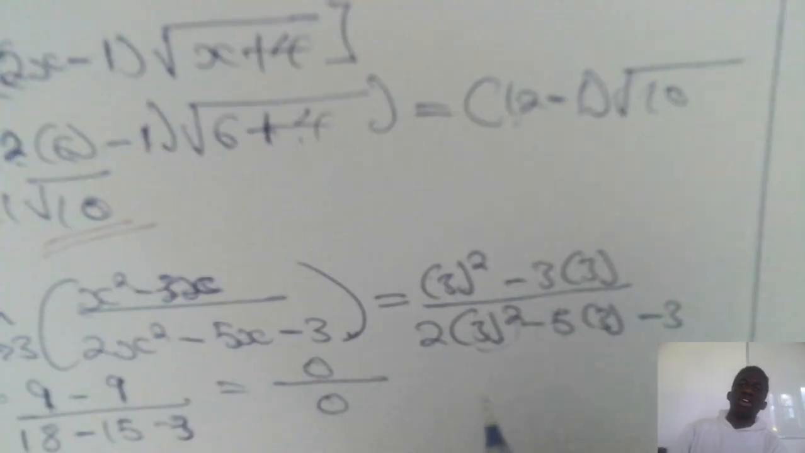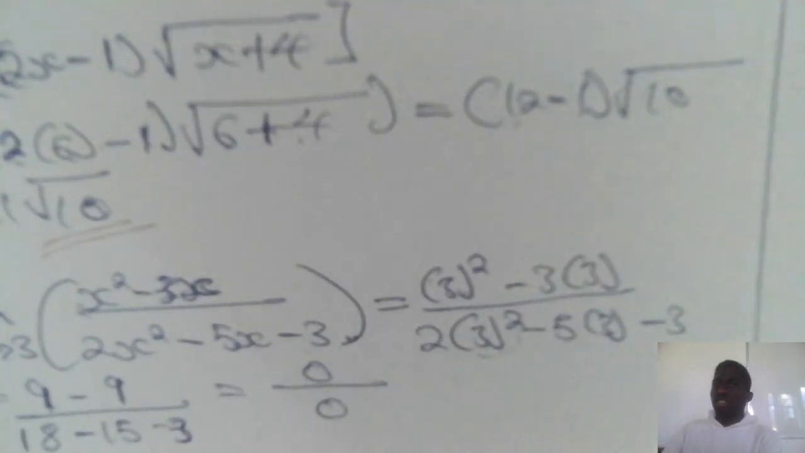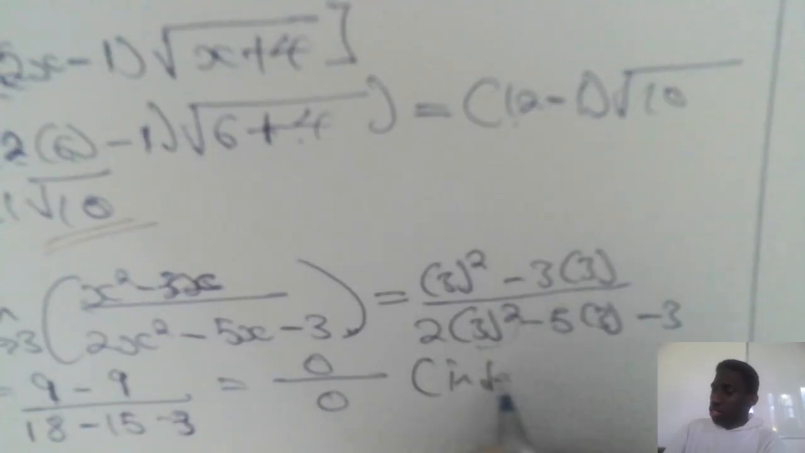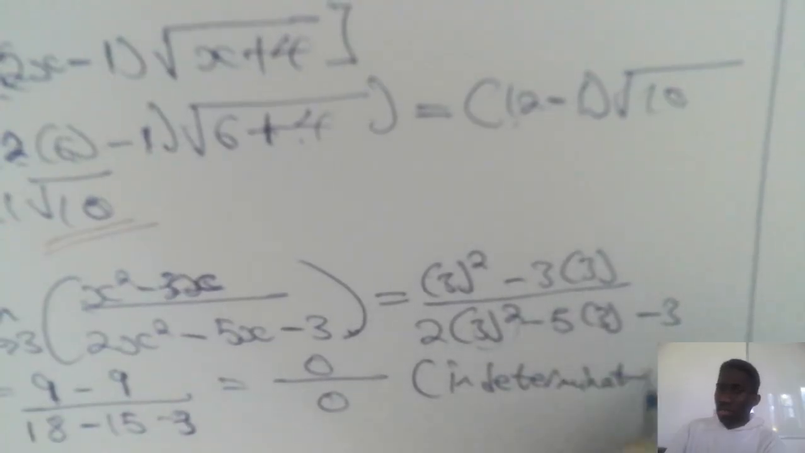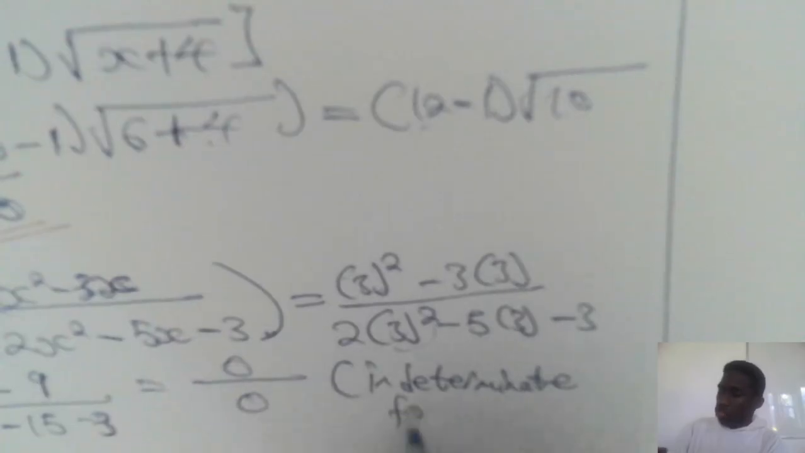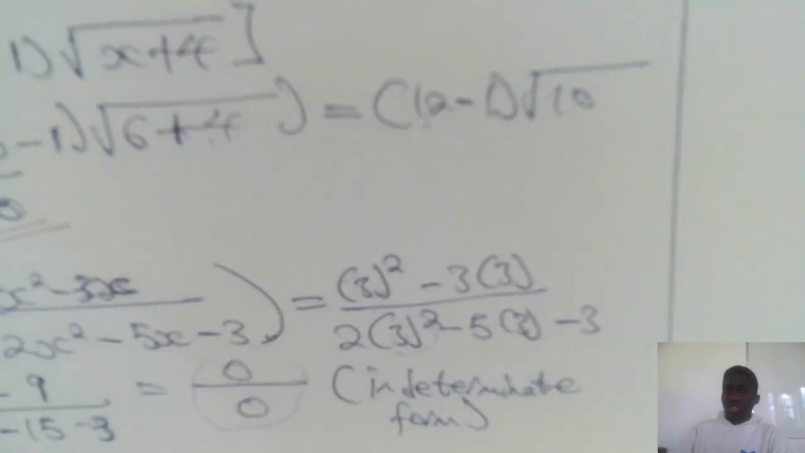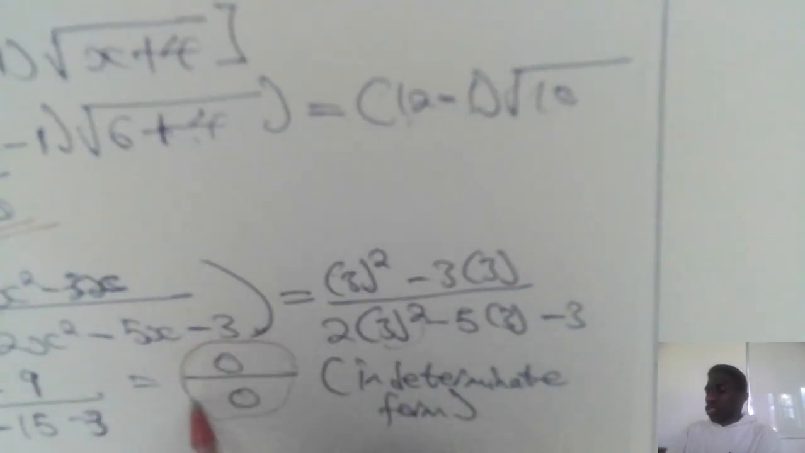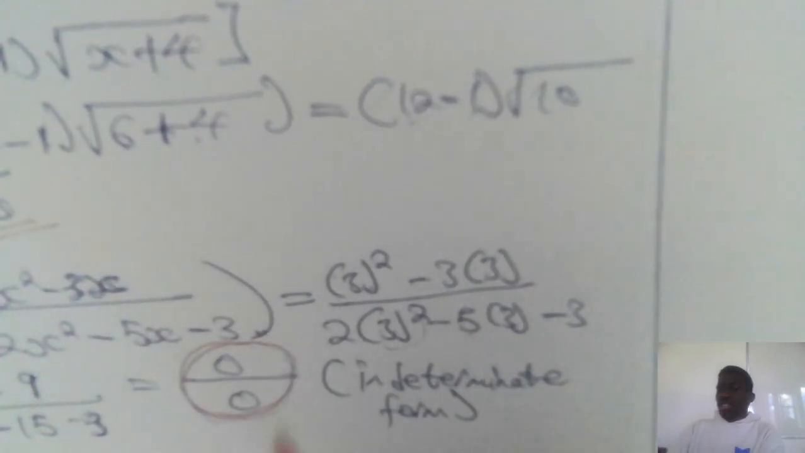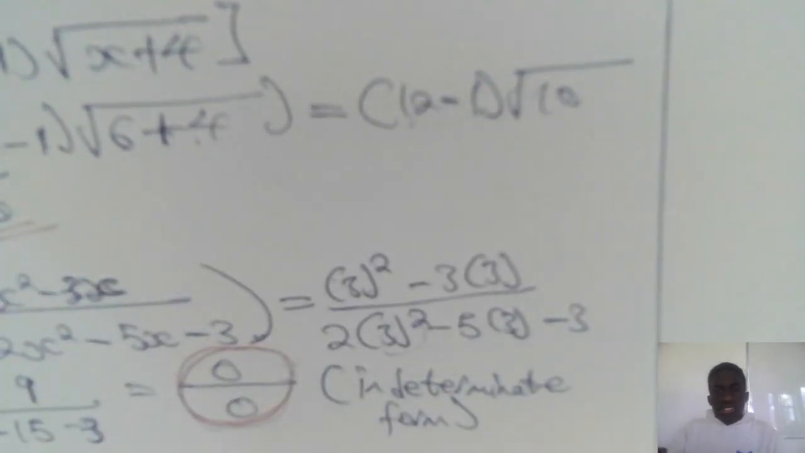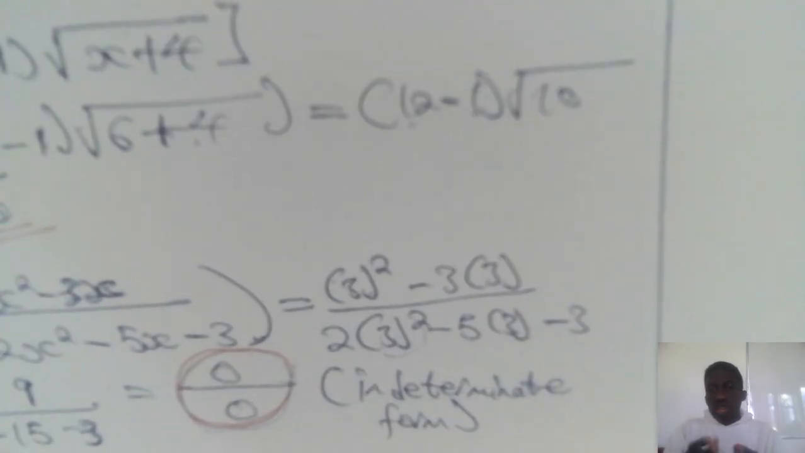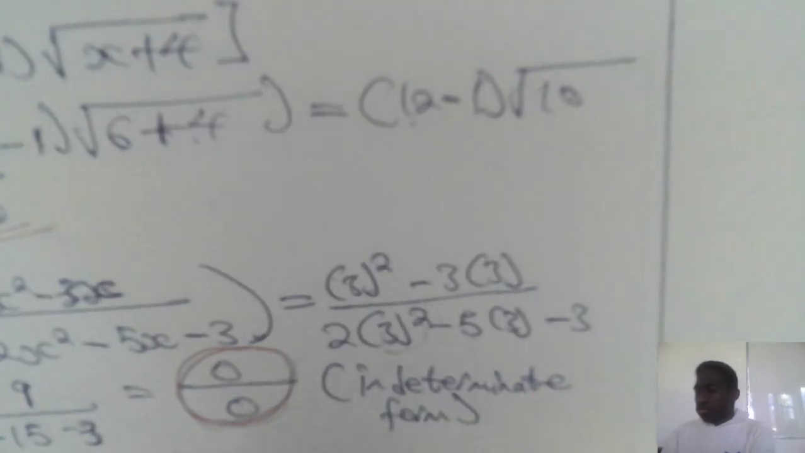So the question now is, what is 0 over 0? 0 over 0 is an indeterminate form. It's not an answer at all. This is not an acceptable answer because it's an indeterminate form. Once you come across 0/0, you have to look for another way to solve the limit, because that's not the final answer.